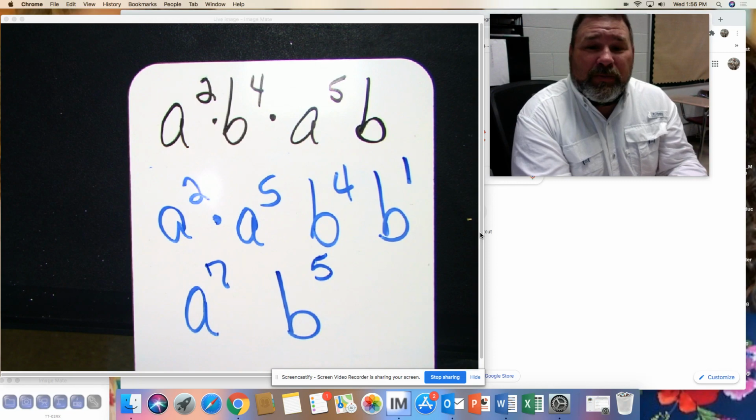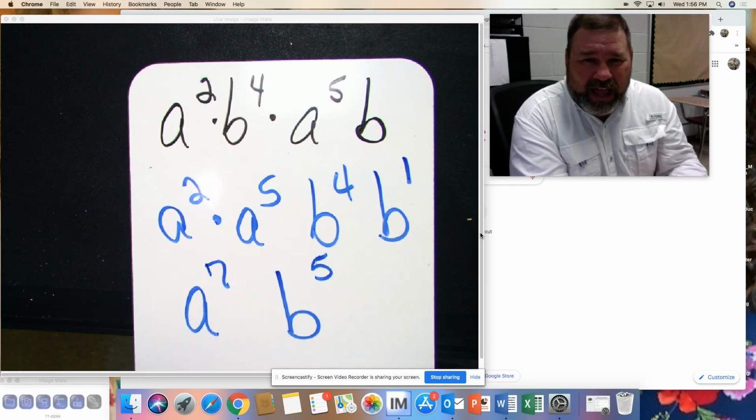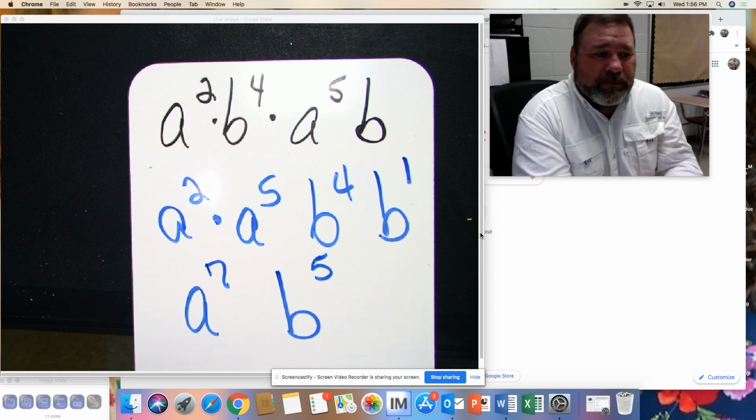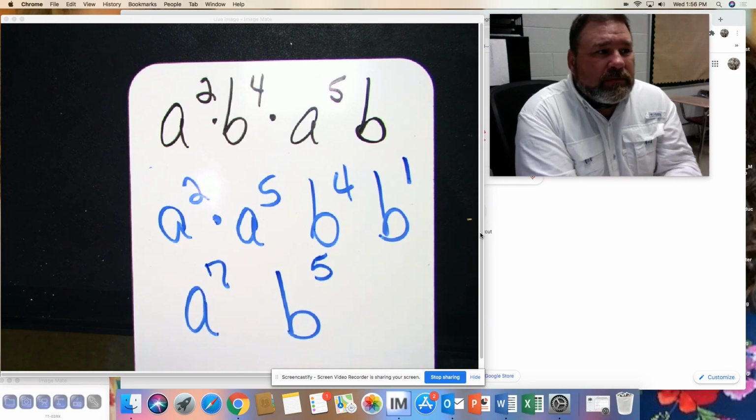You can only put them together if you have like bases. If it's a common base, you can put them under one base and add the exponents. If not, you have to leave them just like that. Sometimes in homework, they'll just put the letters beside each other. You could actually put the multiplication symbol in between them, but you don't have to.